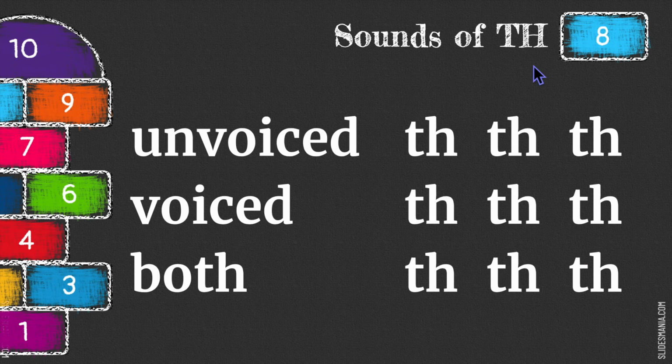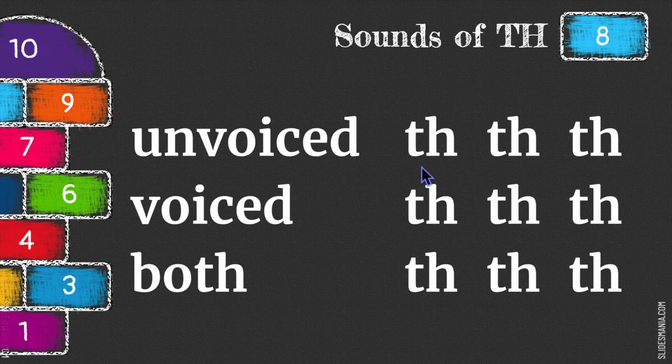Now, TH is another digraph. All that means is that it takes 2 letters to represent one sound, because English has only 26 letters, but far more than 26 sounds. So the first sound is what we call the unvoiced sound of th, like in the word thin. Now do the th sound, the voiced sound.